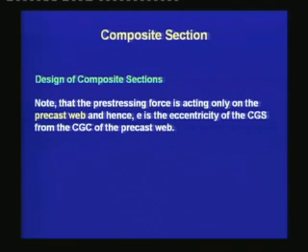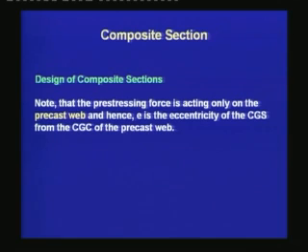This is the expression that is used to calculate the effective prestress once we know the eccentricity. Note that the prestressing force is acting only on the precast web, and hence e is the eccentricity of the CGS from the CGC of the precast web. As I said before, if the precast web is prestressed before the top concrete has hardened, then the prestress is carried by the web only, and hence when we calculate the stresses due to the prestress, we still use only the properties of the web part, and the eccentricity is measured from the CGC of the web.